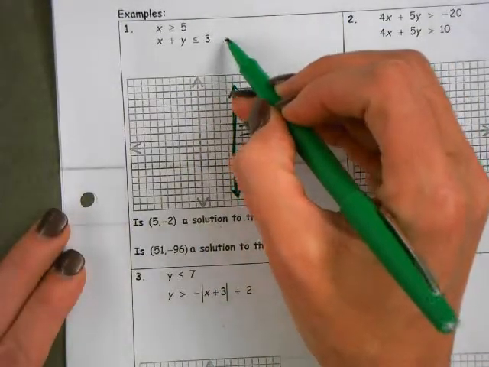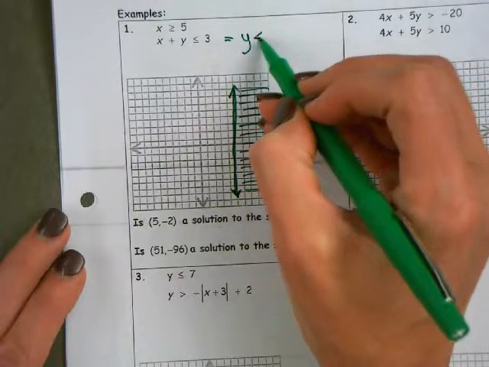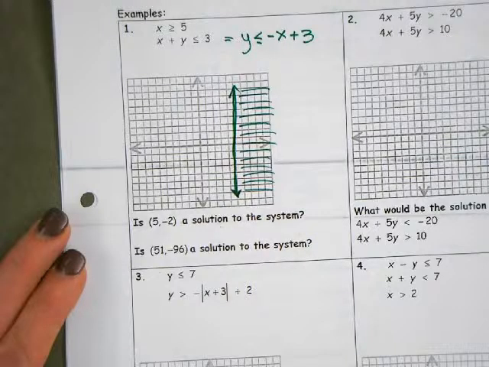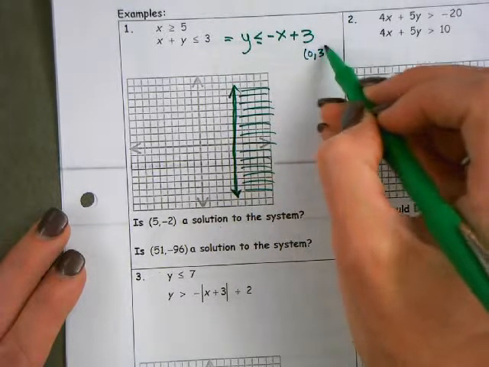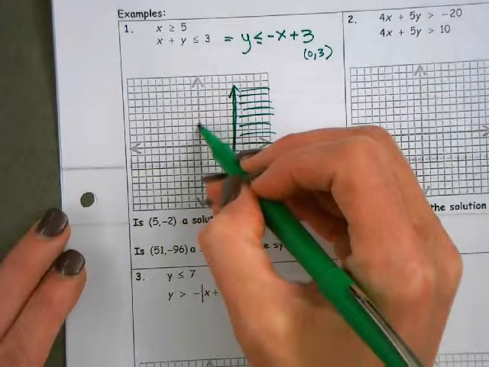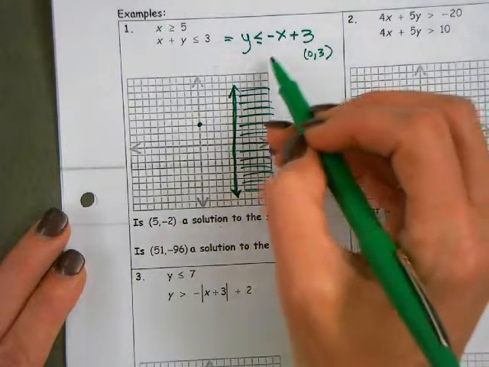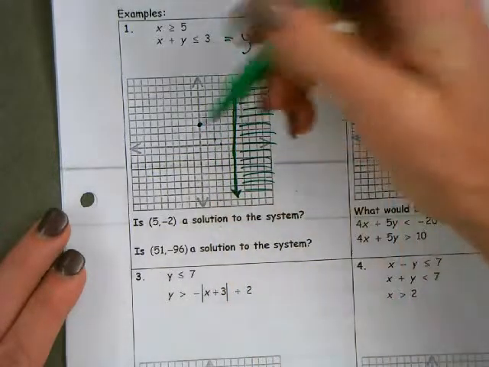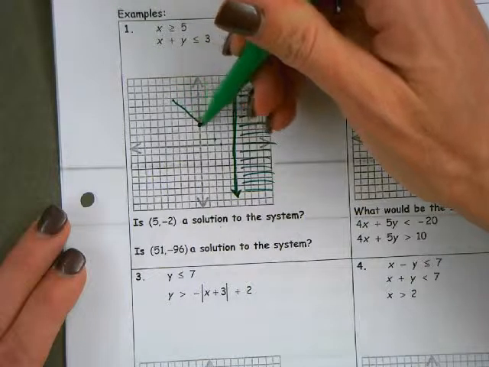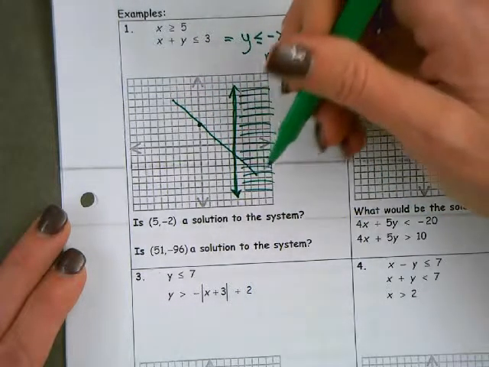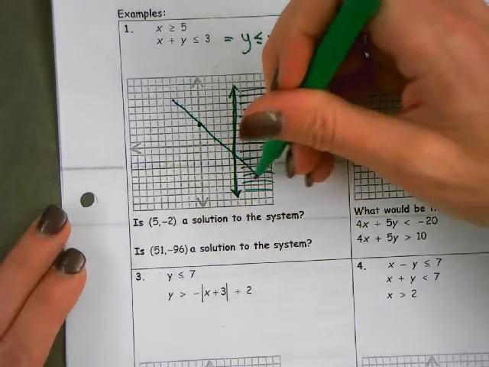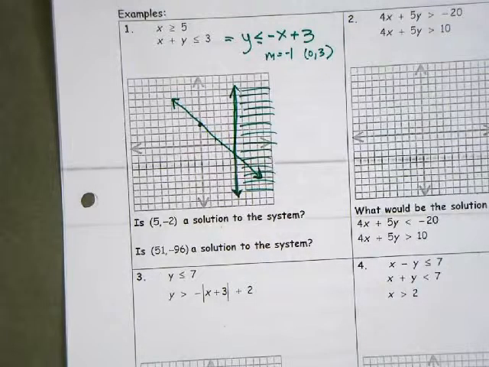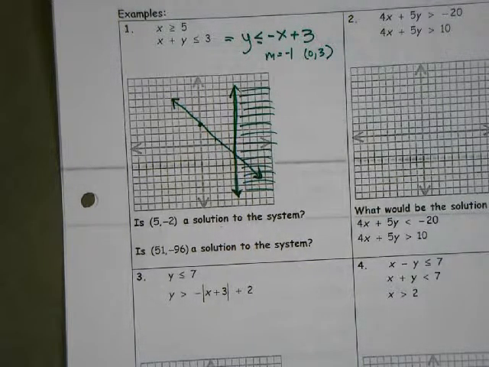Then we get to the next one. I like to put these in y equals mx plus b. So I'm going to say y is less than or equal to negative x plus 3. So I have (0, 3) as my b: 1, 2, 3. There's my y-intercept. And then my slope is negative 1. So I go down 1, over 1, down 1, over 1, and so on. And I'm going to draw a line and connect them. Because it is less than or equal to, it is a solid line.